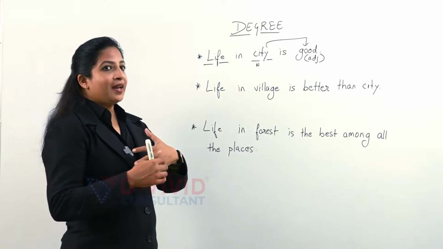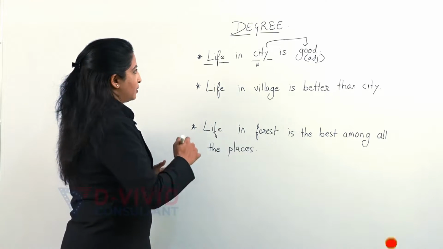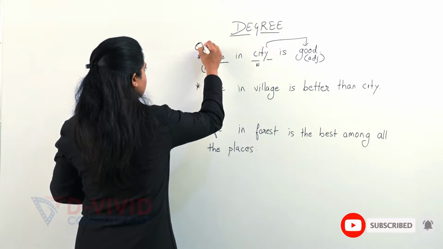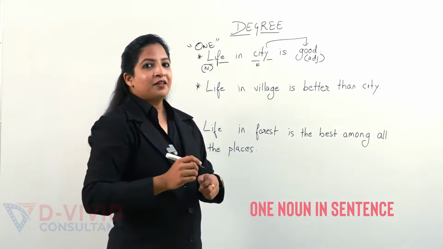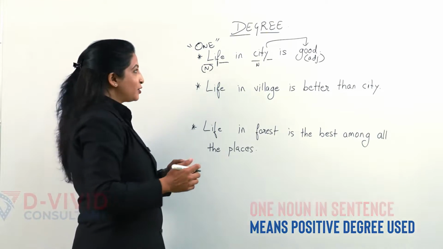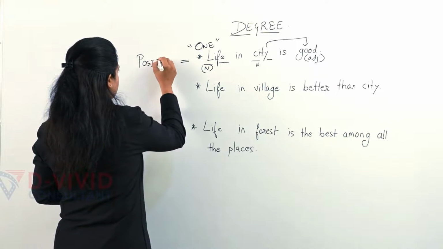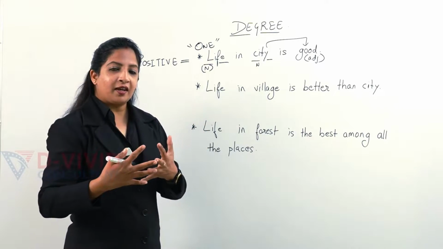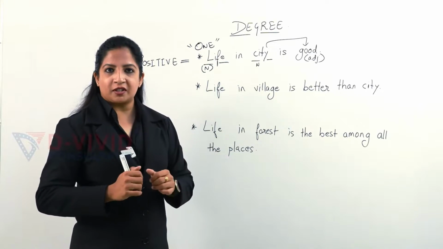So, when I am talking about one noun, I am using positive degree. What is it called? It's called positive degree. When you're not comparing, you're just giving a quality about one noun, it is known as positive degree.